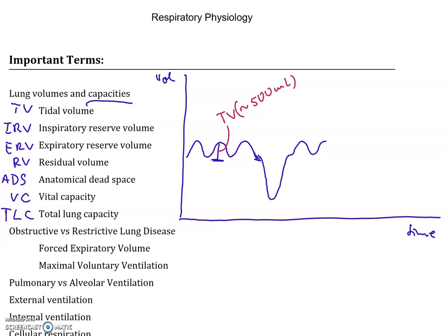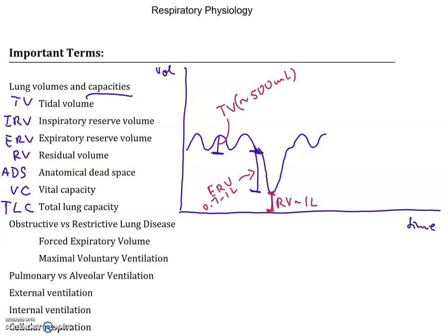So now from the tidal breath out to the bottom of this, whatever else you were able to exhale, that's the expiratory reserve volume. I labeled this right here. Your expiratory reserve volume is whatever you can exhale above and beyond a normal tidal breath exhale. And it should be anywhere between 0.7 to about 1 liter.